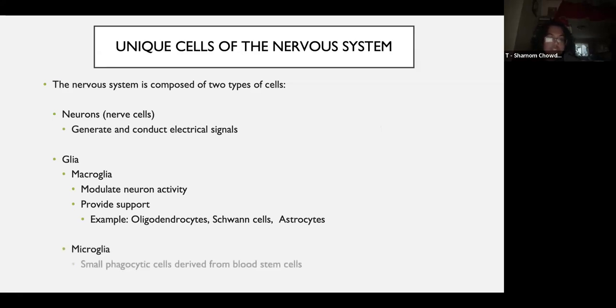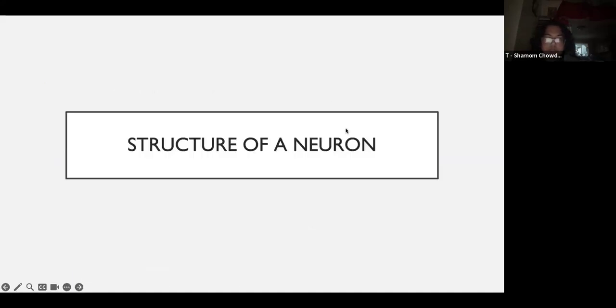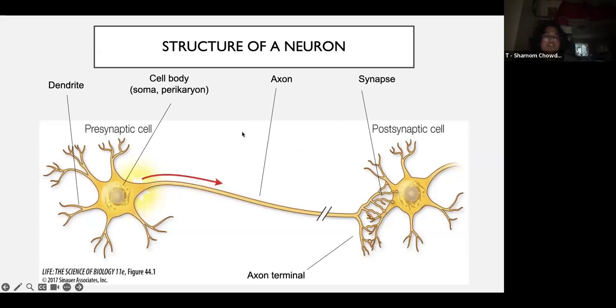And then there's microglia as well. These are small phagocytic cells derived from blood stem cells. And it's important to maintain your synapses. Obviously, the synapse is the area in between two neurons where the signal gets transmitted to. And so you need to maintain the synapse so that signals or the neurotransmitters can be properly transmitted from one neuron to another neuron.